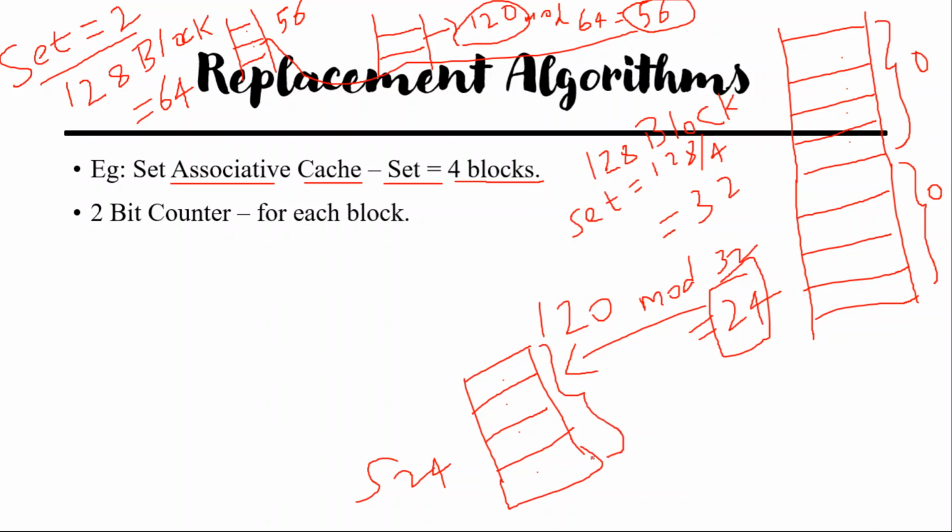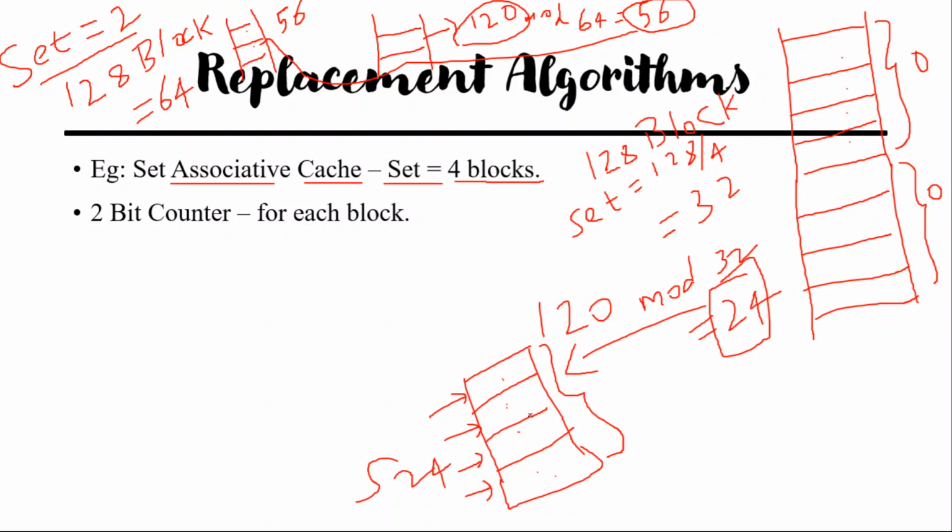Now assume that all 4 blocks in set 24 are full. What should the memory controller do? It should replace one of the blocks so that this new block can come in. Which block should it replace? It should replace the block which is not used recently.